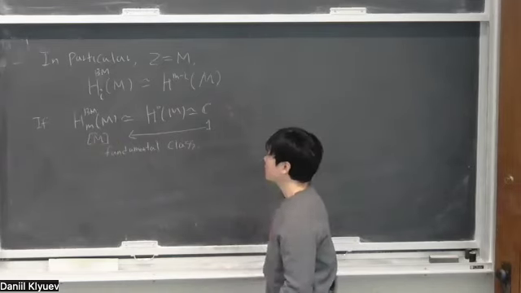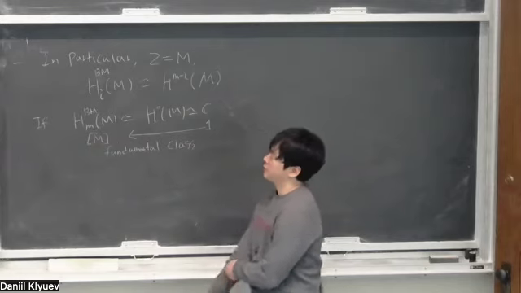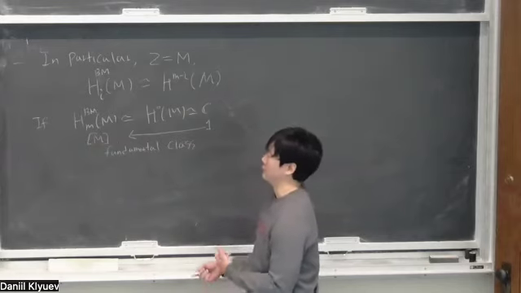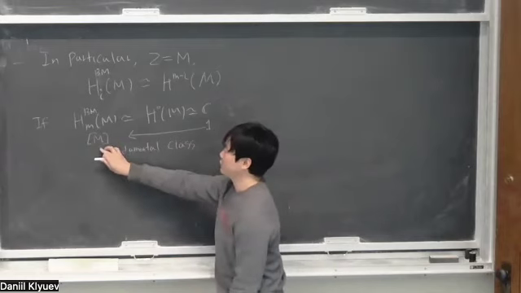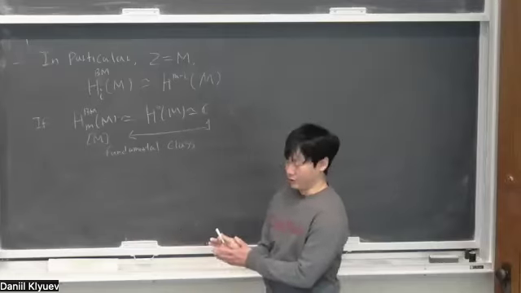So we didn't assume M to be compact, and one of the key features of Borel-Moore homology is that it has the fundamental class whenever it's orientable, and it does not need to be compact.